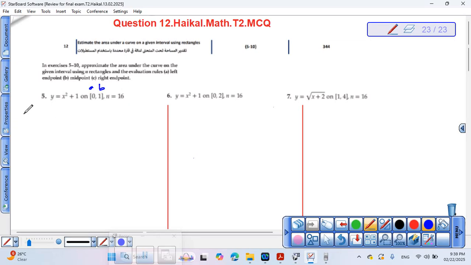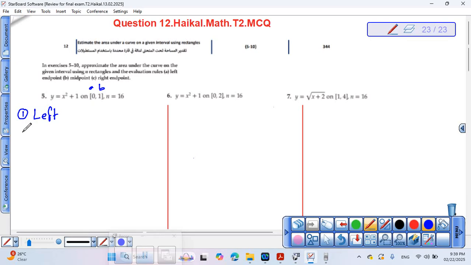The first case here is from the left endpoint. Okay, case 1, from left. How to solve this question? I will give you a general formula to solve this question and to find the area easily. Step 1, just the first time I will explain this, then I will use a short method. Okay, inshallah, let me show you how to do that.